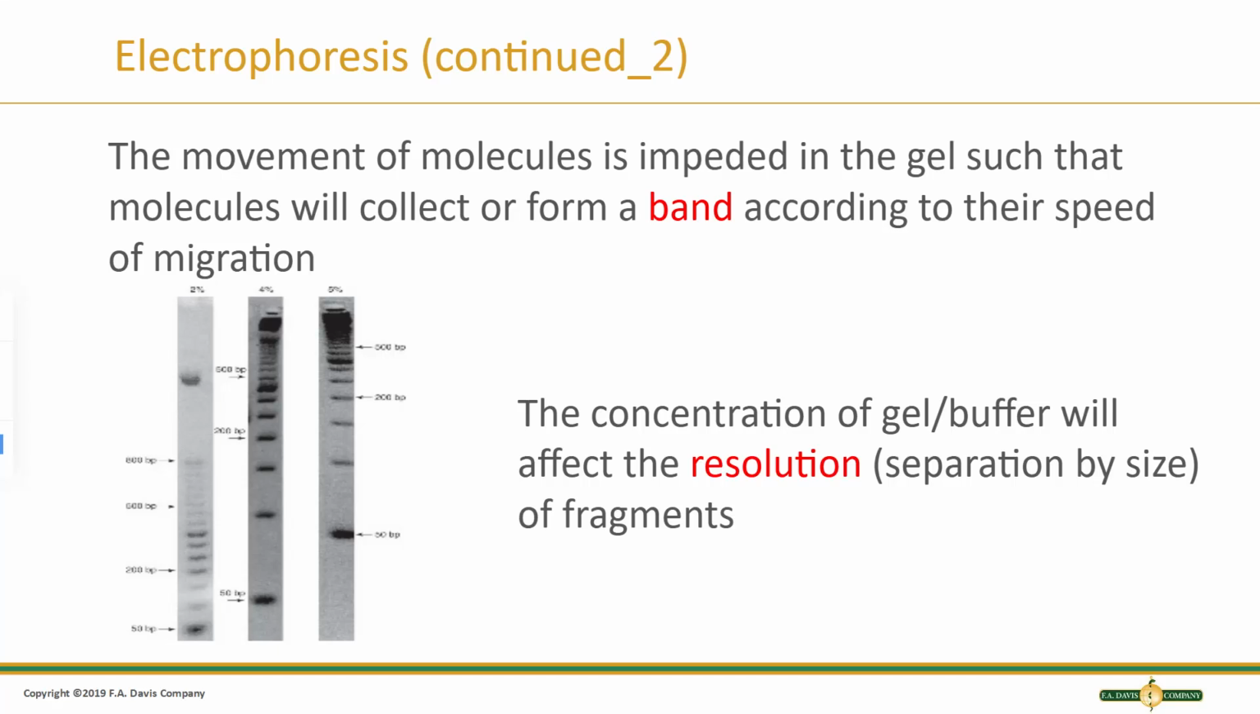So the movement of molecules is impeded in the gel such that molecules will collect or form a band according to their speed of migration. Those that travel through really fast are going to be visible at the bottom, and those that don't travel as fast are going to be up at the top. The concentration of gel buffer will affect the resolution or separation by size of fragments.